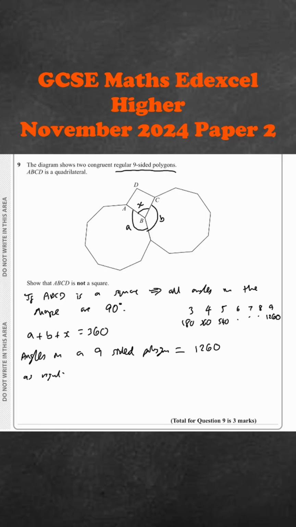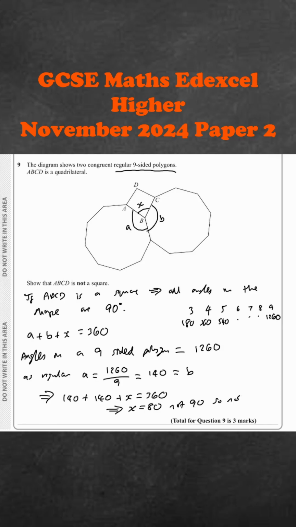As it's a regular polygon, every angle in there is going to be the same. So we can say A equals 1260 divided by 9. And on my calculator, 1260 divided by 9 is 140 degrees. And this equals B as well, as that's also a regular polygon. Therefore, 140 plus 140 plus x equals 360. Therefore, x equals 80, not 90, so not a square.